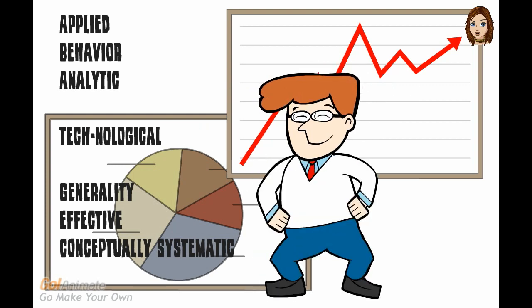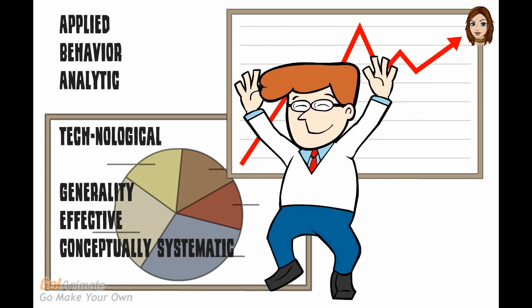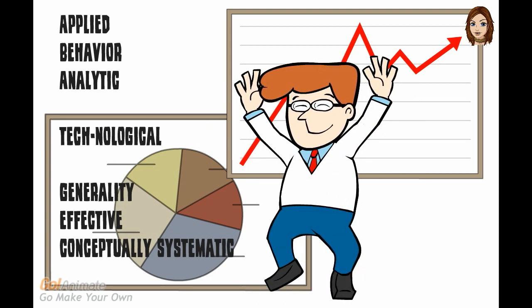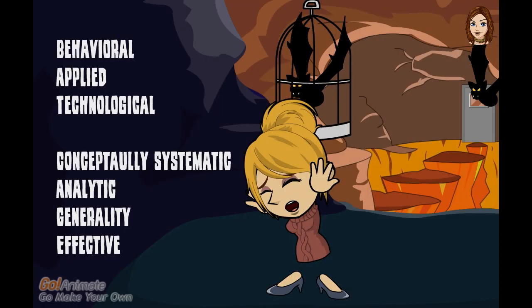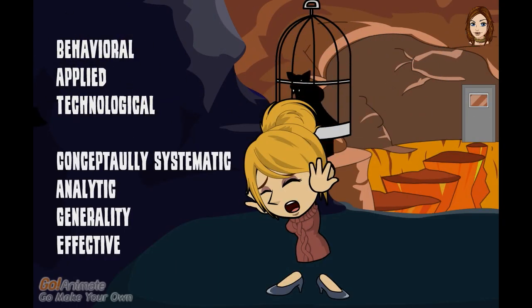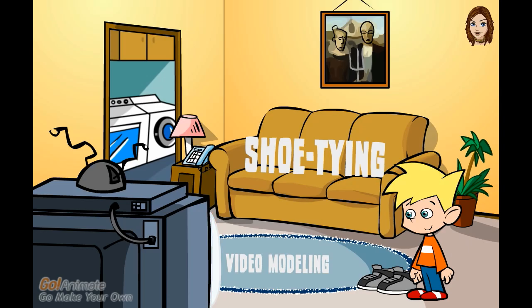Or maybe you're just an ABA tech geek, which could stand for Applied, Behavior, Analytic, Technological, Generality, Effective, and Conceptually Systematic. Another fun way to think of the 7 dimensions is the acronym BAT cage, although bats kind of freak me out.